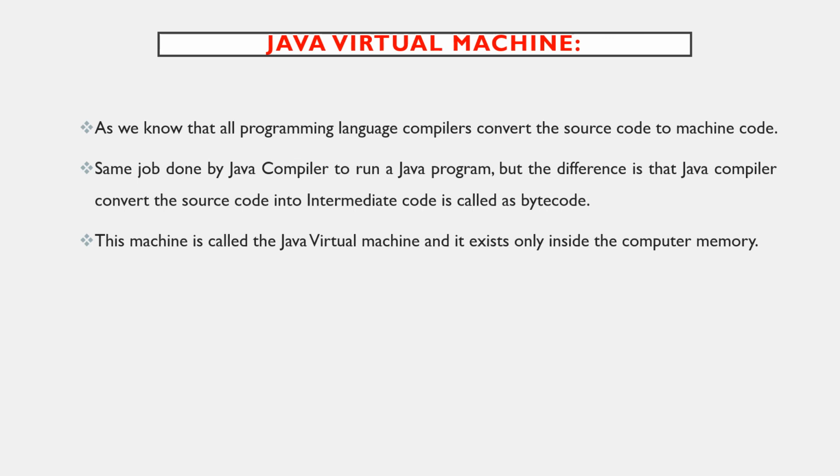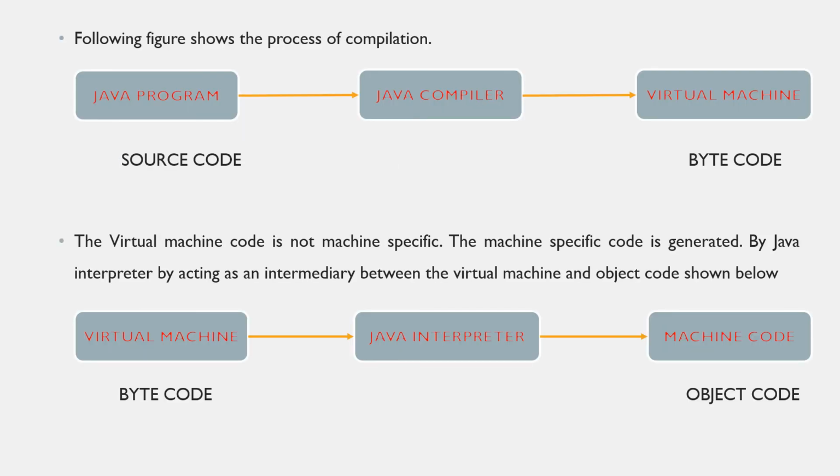So here is the Java virtual machine. As we know, all programming language compilers convert the source code to machine code, like object code. The same job is done by the Java compiler. But the difference is that the Java compiler converts the source code into an intermediate code, like bytecode instructions. This is a machine we can call the Java virtual machine. The Java virtual machine accepts the bytecode format, then it is converted to machine code. It exists only inside the computer memory.